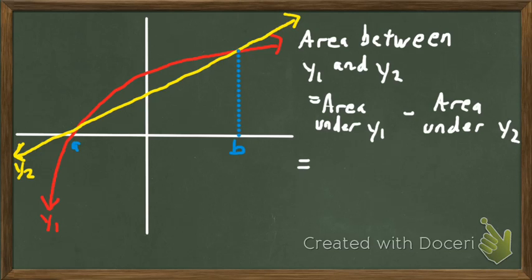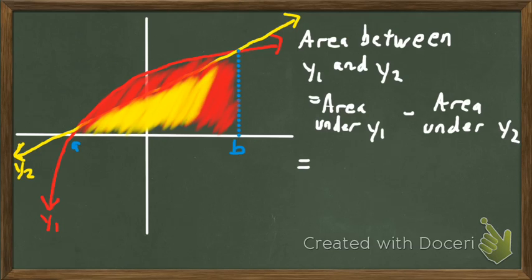And then I'd like to illustrate to you on the diagram how this works out. I'm going to highlight what I mean by the area under y1 right now. I'll show you in the picture where that is. Here's the region for the area underneath y1. And similarly, this would represent the area underneath y2.